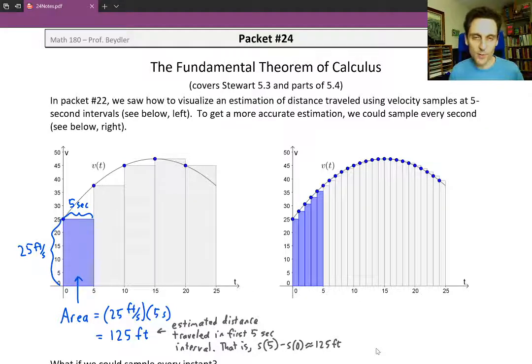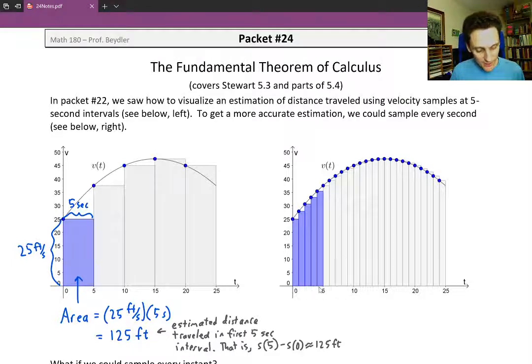But let's see if we can make our estimation better. What if instead of taking sample velocity readings every 5 seconds, we took sample velocity readings every second? Now we're going to get more accurate velocity readings in between all of the previous intervals, right? From 0 to 5, we're going to have now 5 readings instead of 1. So the picture on the right is showing that.